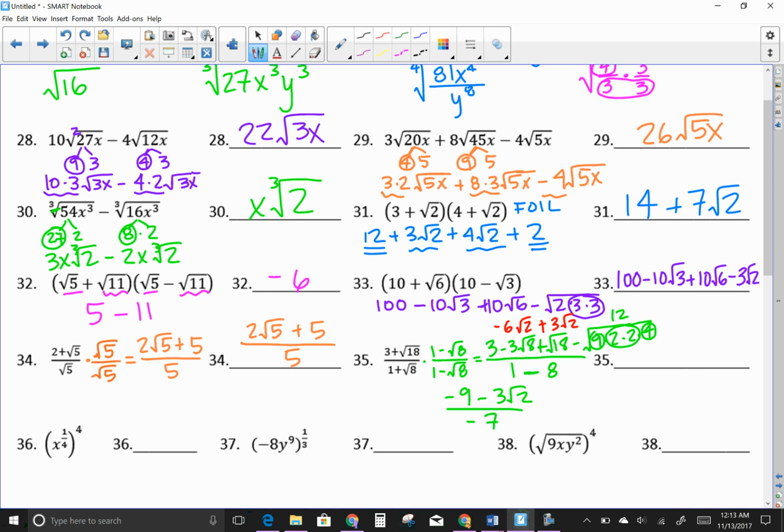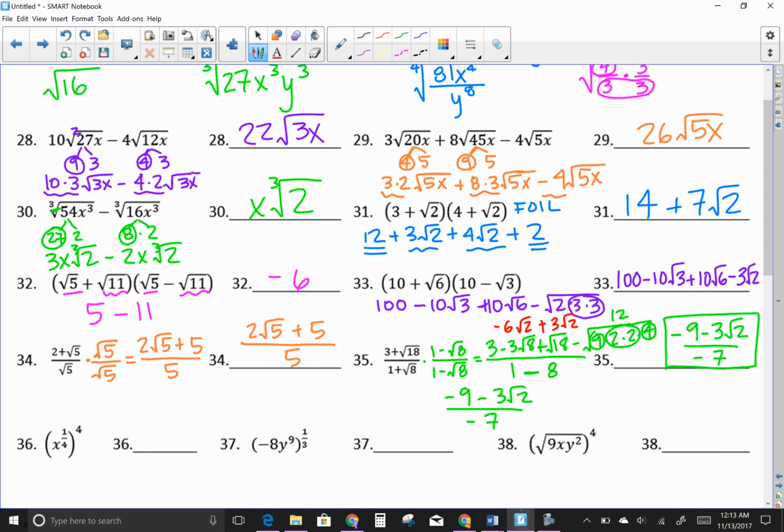So, there's nothing that's in common to all of those. So our answer is going to be negative 9 minus 3 square roots of 2 over negative 7. And just so you don't get confused with the other stuff of that problem, that is the answer.